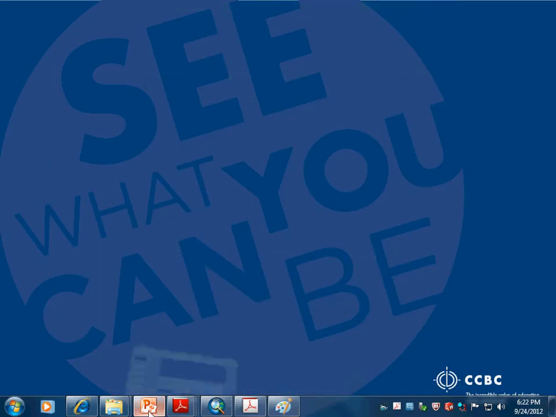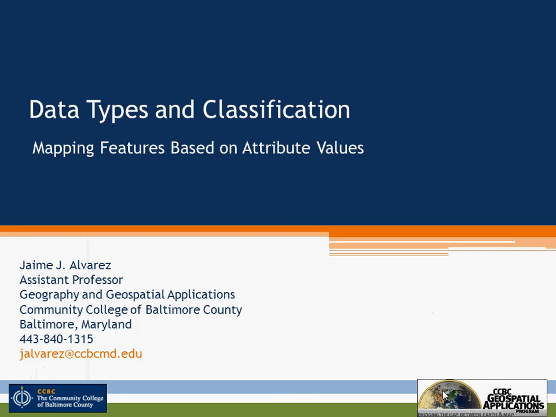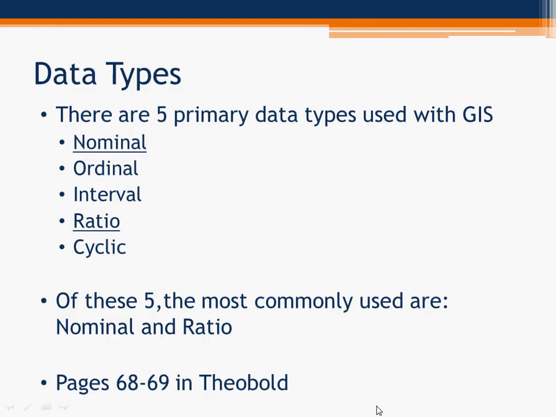So I'm going to hop in here and I'm going to start talking about data types to begin, and then we'll talk about classification in the second part of the lecture. So what do we call data types? Well, when I say data types, I'm talking about the type of data contained within the attribute tables of our points, lines, and polygons in our rasters.